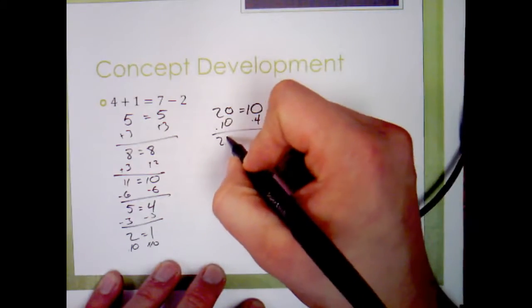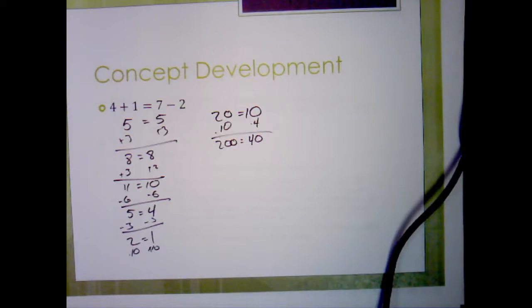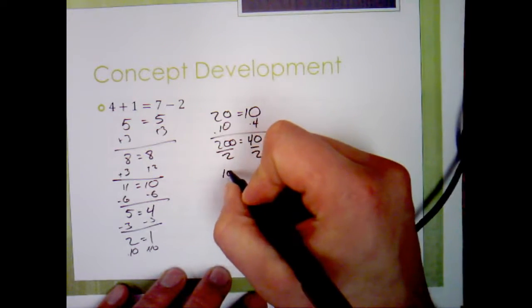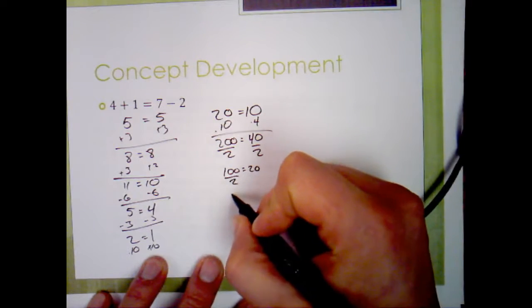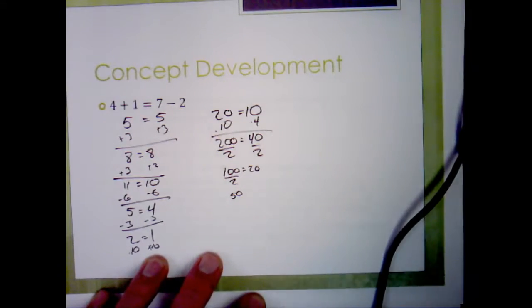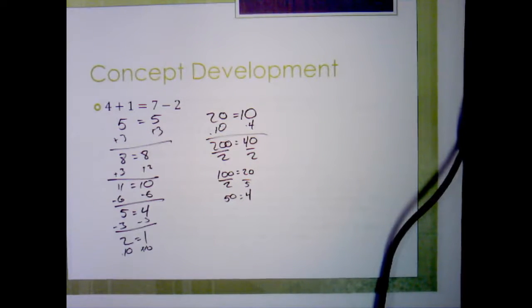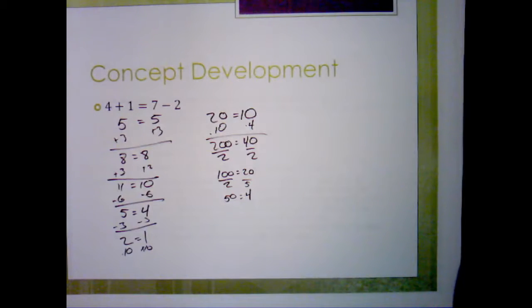So 20 times 10 is 200. 10 times 4 is 40. Then I'm going to divide both sides of the equation by 2. 100 is equal to 20. And then I'm going to divide the left side of the equation by 2. And I'm going to divide the right side of the equation by 5. Okay. So, is the equation still true? No, it's not still true. Now I get 50 equals 4. How come? Why is it not the same?